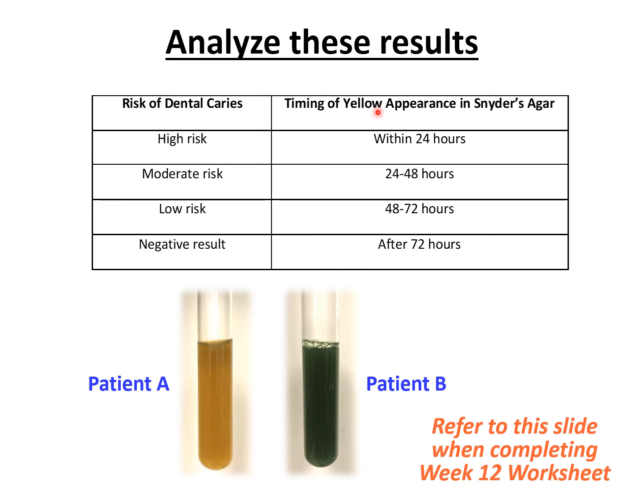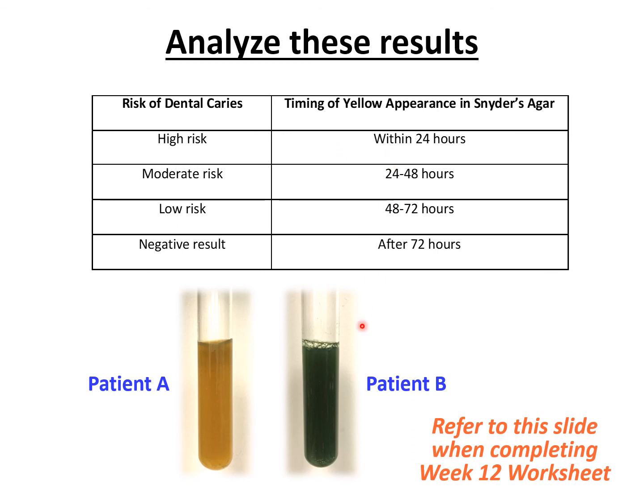Okay, so reading your Snyder agar. Remember, again, it starts green, and then we want to see when it is going to turn yellow. We have to read the results within 72 hours. So this is a time sensitive test. Within 3 days, you must check on your tubes to see when it is going to turn yellow.